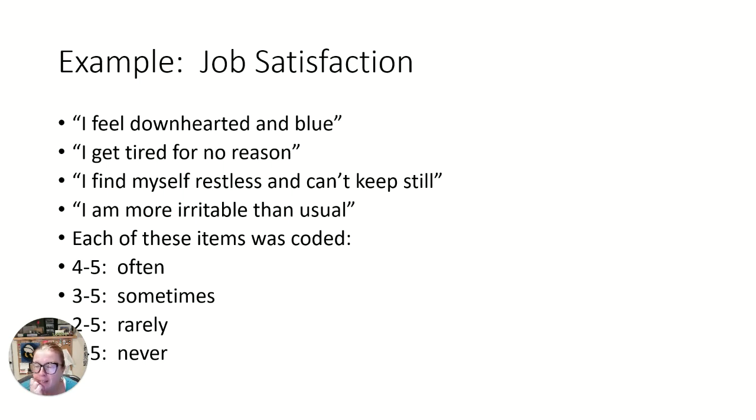So you could code these on a scale of 1 to 5. Like, I never feel this way. I rarely feel this way. I sometimes feel this way. I often feel this way. And we call these Likert scales usually. They often range from strongly agree to strongly disagree. You guys have all seen these in a survey before.